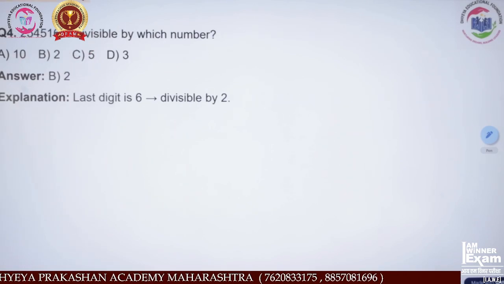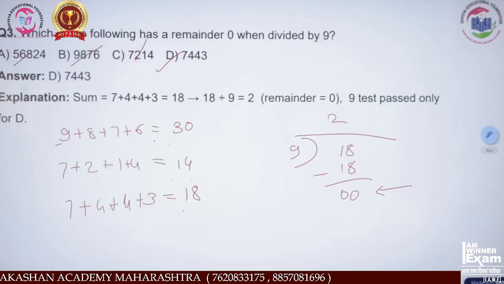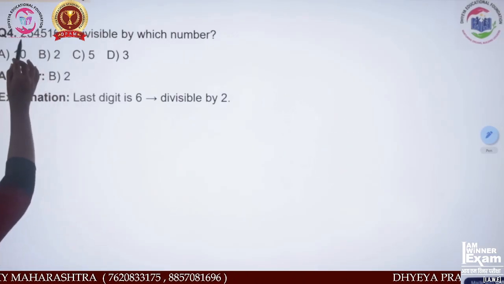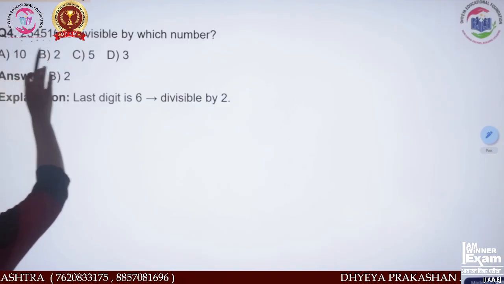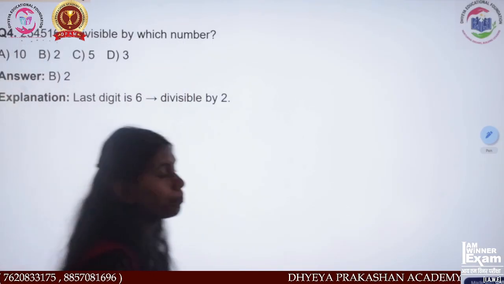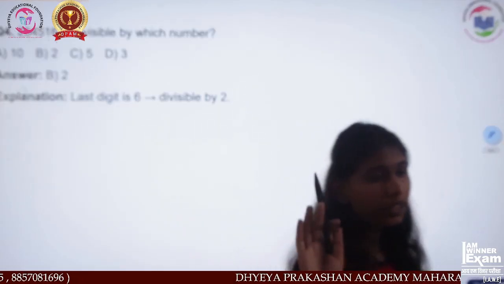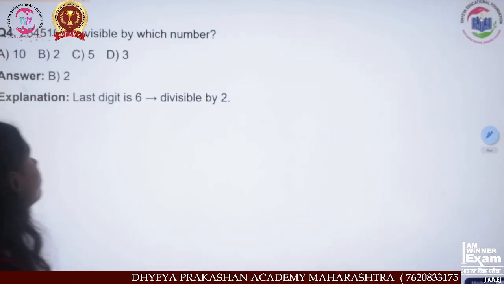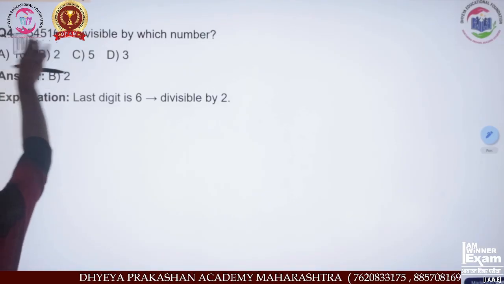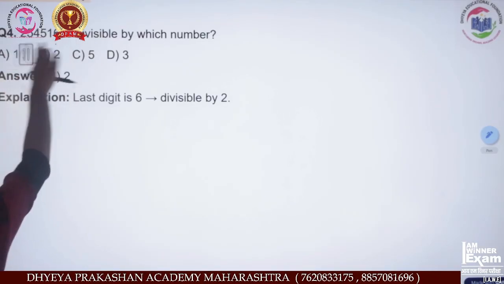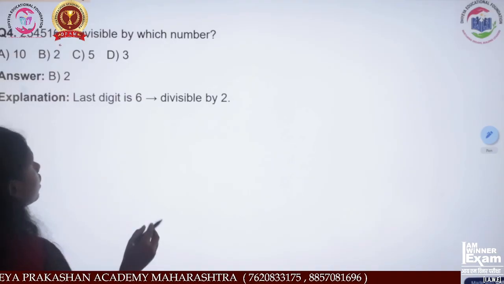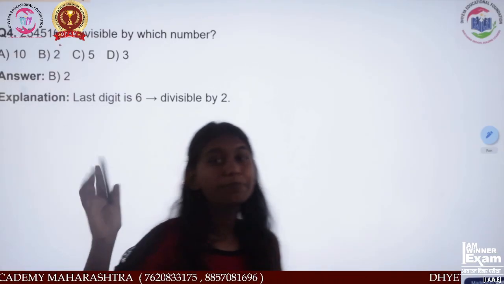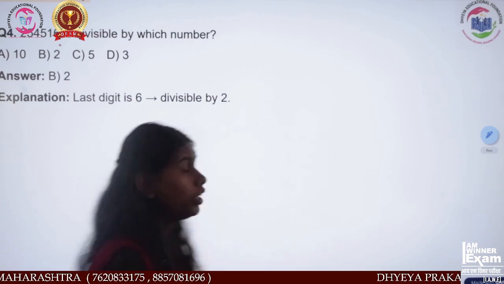Then next. Now these are the numbers. 2 5 4 5 1 6 is divisible by which number? Now you have to check by which number it is divisible. So starting with the 2. What the rule of the 2 says is that the last digit must be even.